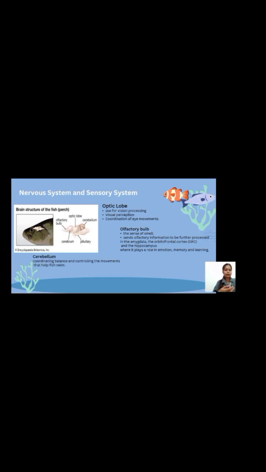Next is the cerebellum. The cerebellum coordinates balance and controls the movement that helps the fish swim. Next is the cerebrum. It seems to control behaviors such as taking care of the young and exploring the environment. Last is the pituitary. It is involved in stress response and behavior.